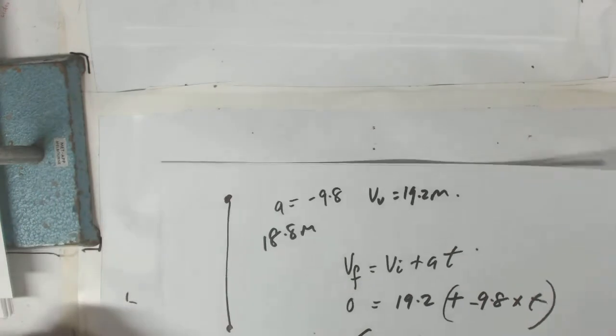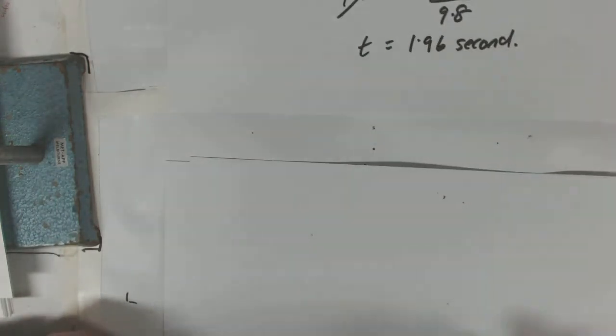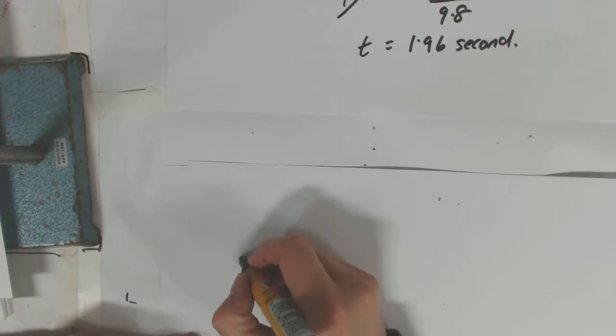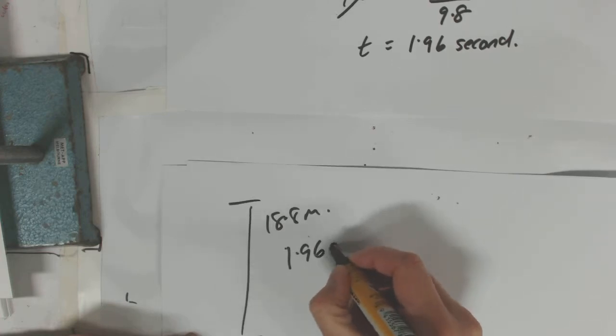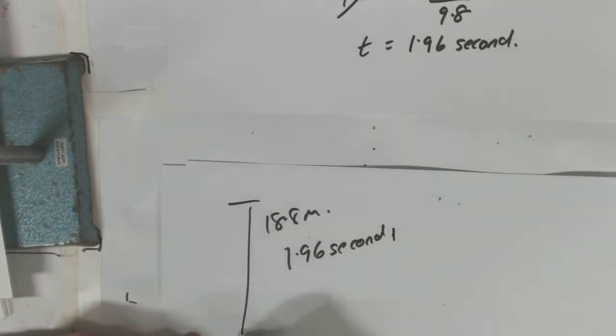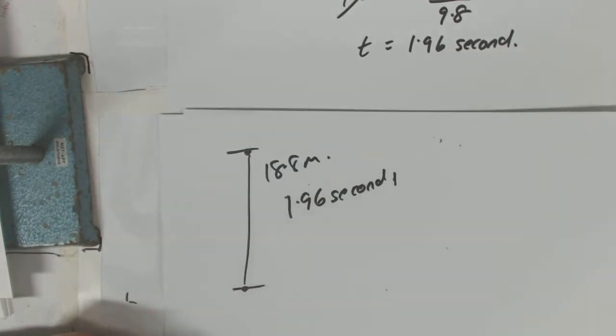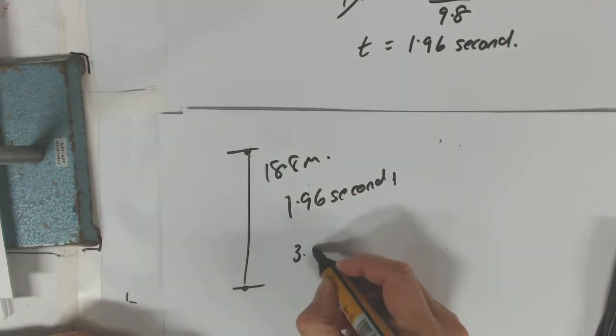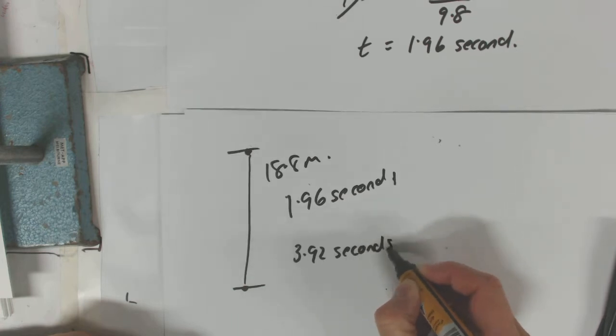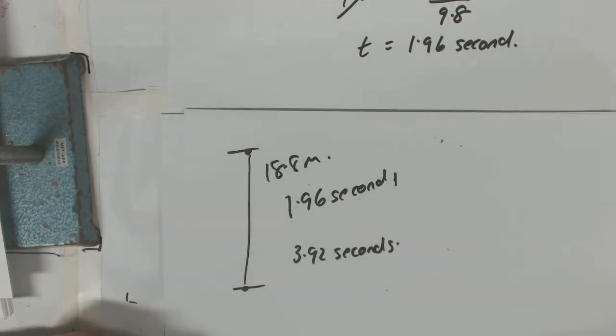It took 1.96 seconds. So what have we worked out? We worked out that it went 18.8 meters up and that it took 1.96 seconds. So that means 1.96 seconds to get up, 1.96 seconds to get down, because it is a symmetrical thing. So the total flight time is 3.92 seconds. So the last part of the problem that they can ask you is, how far did this actually go?